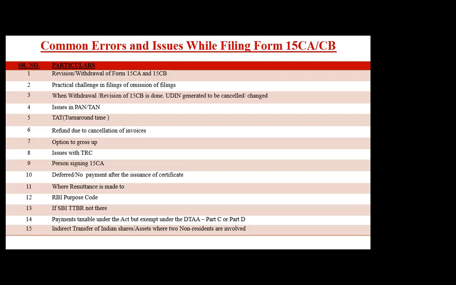Where remittance is made, of course, we have to see the TRC. I think I already explained this, that the TRC of the relevant country has to be seen in the case of remittance. RBI purpose codes we have already discussed. SBI TTBR we have already discussed. Payments made under the Act, but exempt under DTAA. In 15CA Part C or Part D, Part C has to be issued. 15CB has to be issued, then we take a treaty benefit.